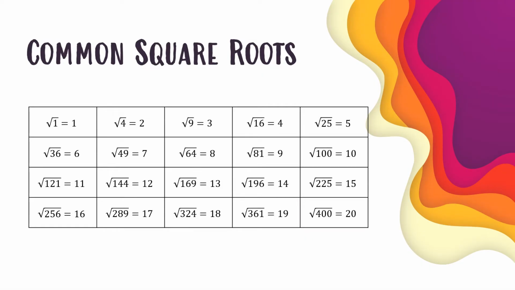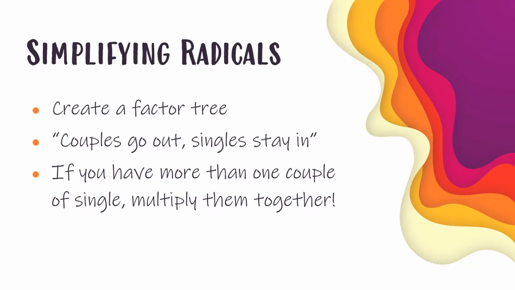These are very common square roots, okay? This is 1 through 20. So it might be helpful for you to go back and study these and become more familiar with them. That way, if you reach a problem where it's asking you to simplify a perfect square, you don't really have to do any work because you're already going to know what the square root is.